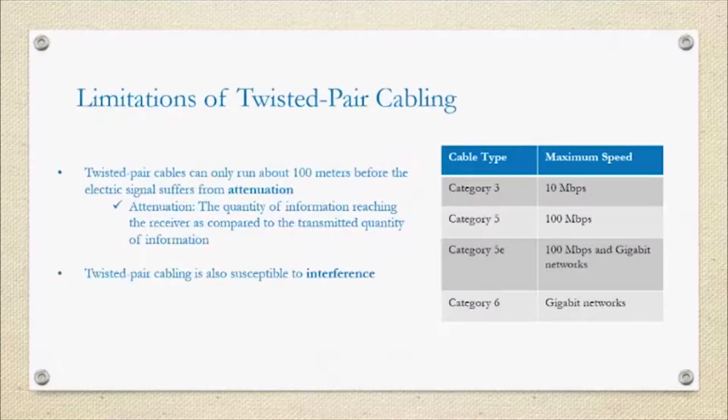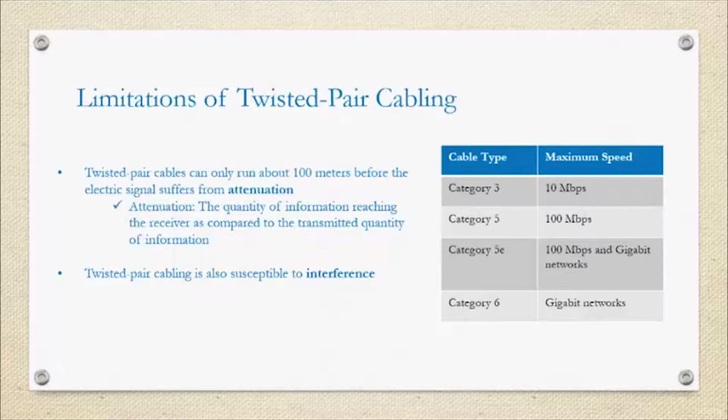Now, as we mentioned before, there are some limitations with twisted pair cabling, right? There's some interference with the twisted pair cabling. And they actually can run about 100 meters, which is about 300 feet, before they start suffering from something we call attenuation. Now, attenuation is simply the difference between the amount of information that's being transmitted and the amount of information that actually reaches its destination. Okay, so what attenuation is basically you're saying signal loss, right? You're losing data due to attenuation. Now, twisted pair cabling is also susceptible to interference, right?